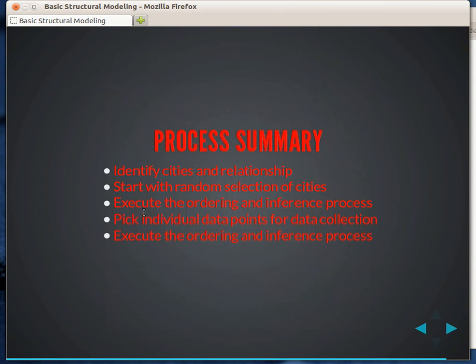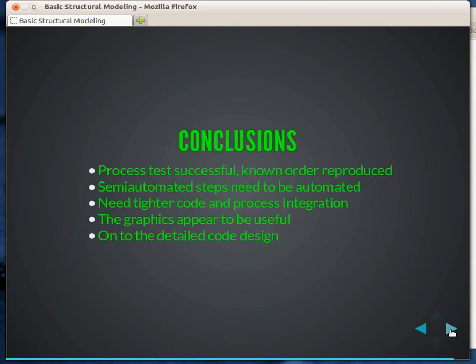The process summary is to basically identify cities in the relationship, start with random selection, execute the ordering and inference process, pick individual data points for data collection, and execute the ordering and inference processes. Do that recursively. We did it 2 or 3 times here in this process. And so the conclusions were the process test was successful. The known order was reproduced. We took a known ordered set, we randomized it, we sampled the data, we were able to reproduce it.